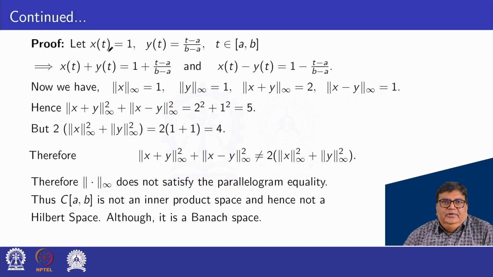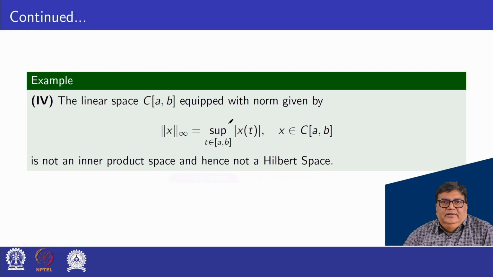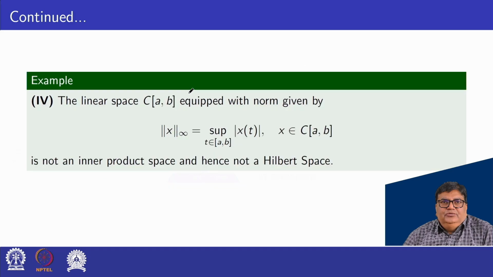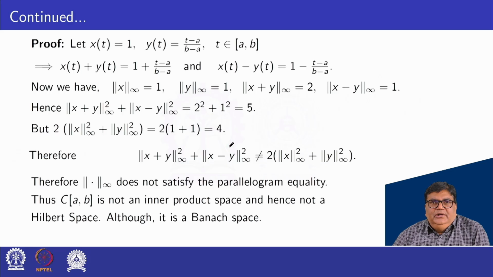Now we have norm x is equal to the supremum of |x(t)|. So this is 1, that is, the norm of x under the infinity norm equals 1. Similarly, norm y is equal to the supremum of |y(t)|, for t belonging to the closed interval [a, b]. We have 1 because here (t - a)/(b - a) has its supremum value at t = b, so (b - a)/(b - a) is 1.